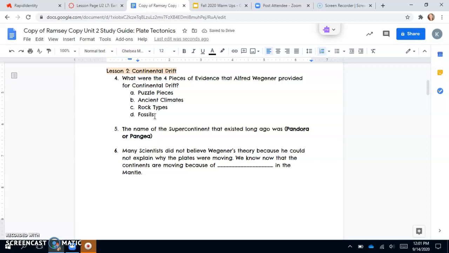So we have puzzle pieces, ancient climates, rock types, and then we also have fossils. So our last piece of evidence are those fossils. Now, he found fossils of the same organisms across different continents, which on the evolutionary scale doesn't really make much sense, okay? You guys haven't had biology yet, but when you get there, you'll learn how organisms evolve, and typically they evolve in response to their environment, so where they are. So the likelihood that the same species would evolve in the same exact way and leave the same exact fossils behind across an entire ocean is very slim, okay? And it's even less likely that the species could evolve on one continent and then swim across an entire ocean to get to the other one, right?